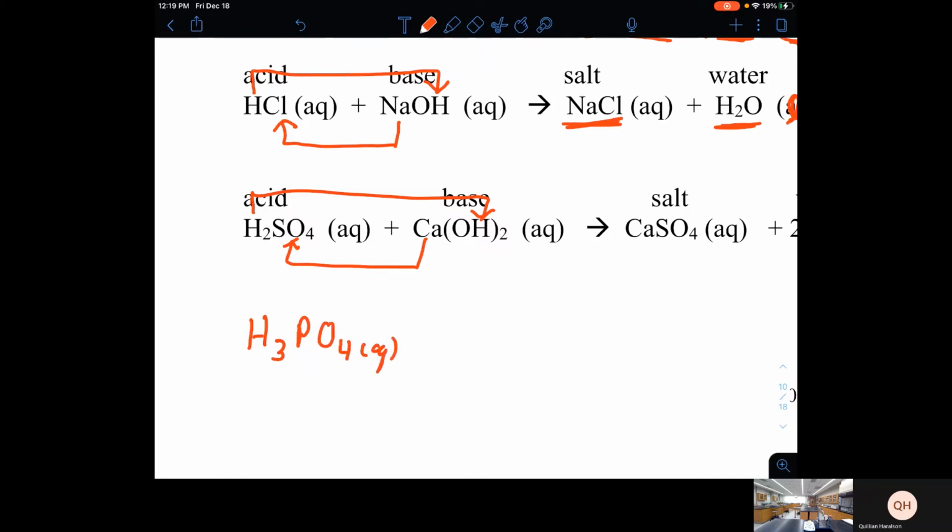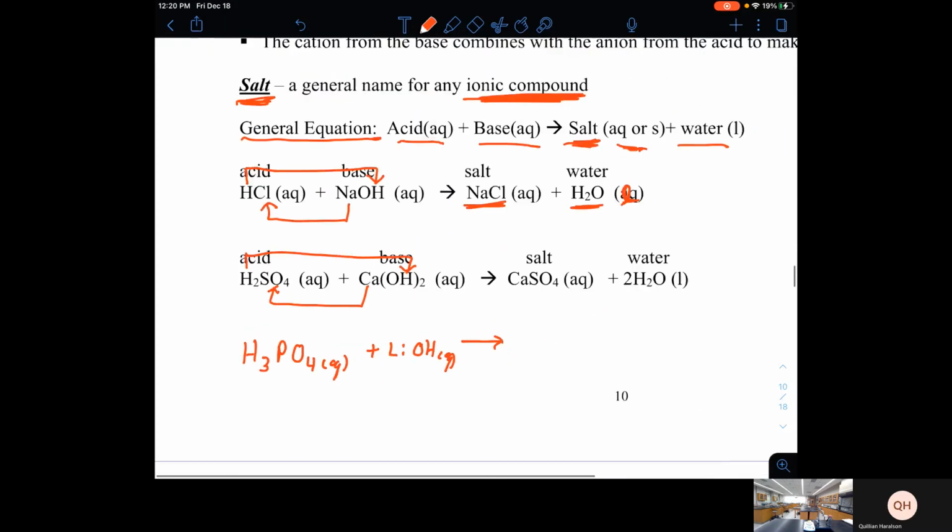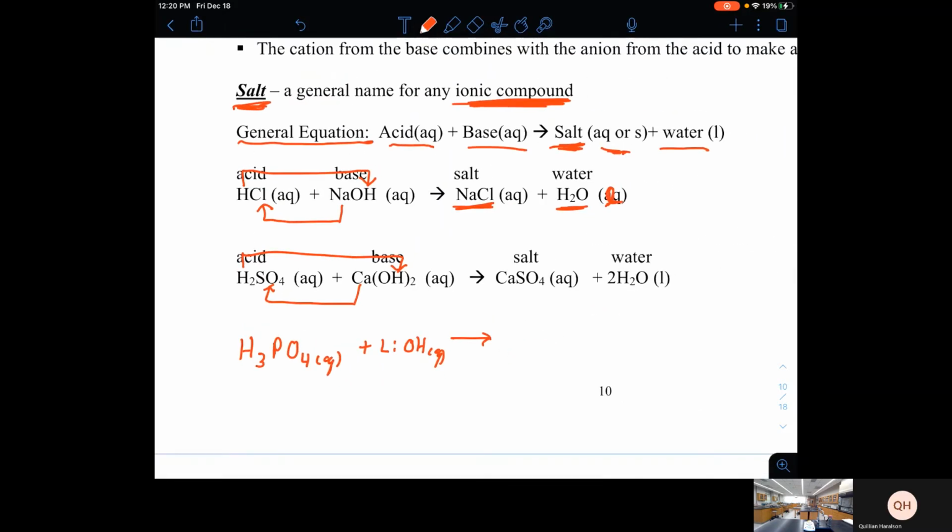And let's say that was to react with something like calcium. Let's go with something else. Let's go with lithium hydroxide. And once again, because that's an acid and a base, by definition, they both have to be aqueous.